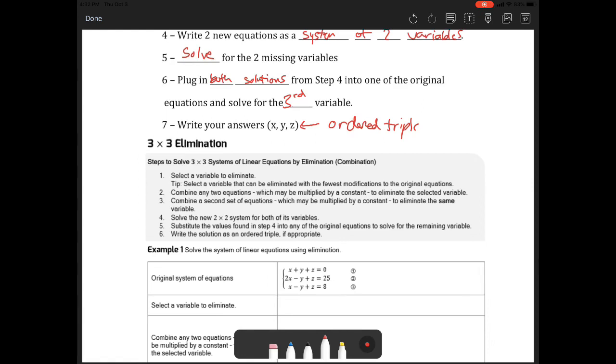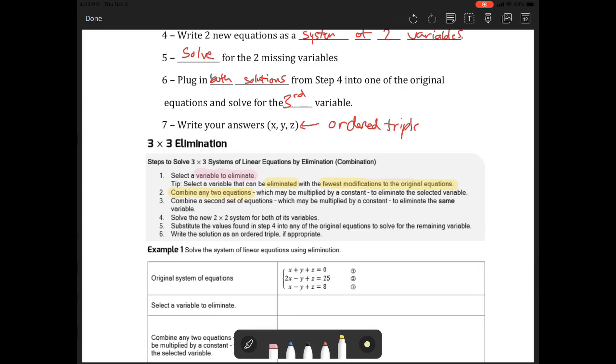There's 7. This is going to be the same thing, just differently worded so that y'all can make sure you understand what's going on. So steps to solving a 3 by 3 system of linear equations by elimination. It's also sometimes called combination. So we're going to select a variable to eliminate. So we can either choose X, Y, Z. It doesn't matter. Tip: select a variable that can be eliminated with the fewest modifications to the original equation. So that means we're not trying to manipulate it a ton.